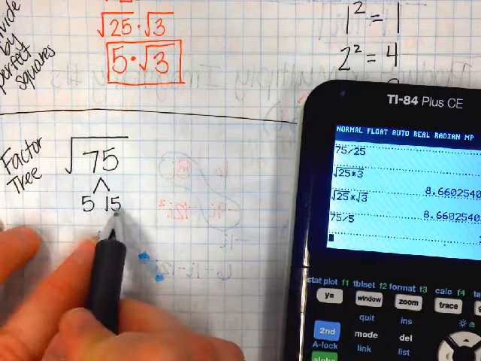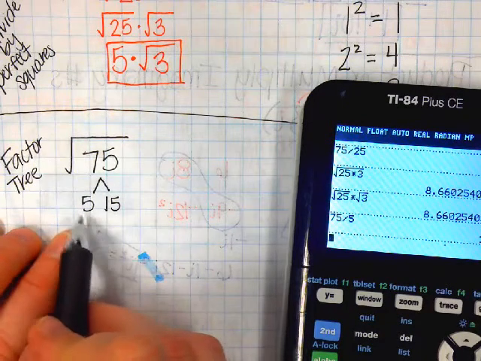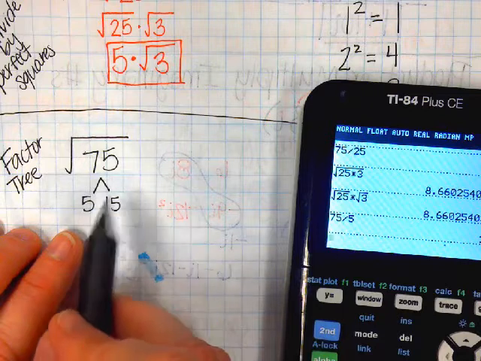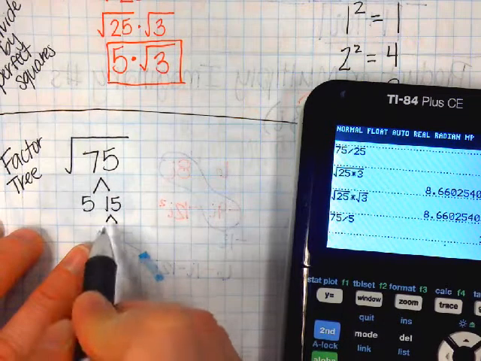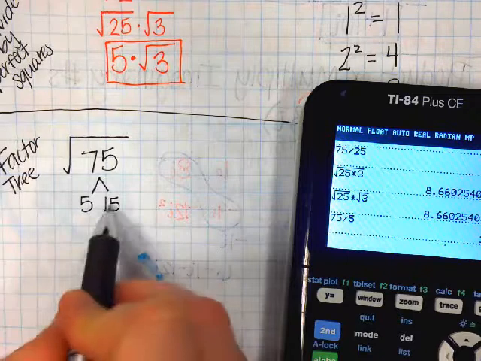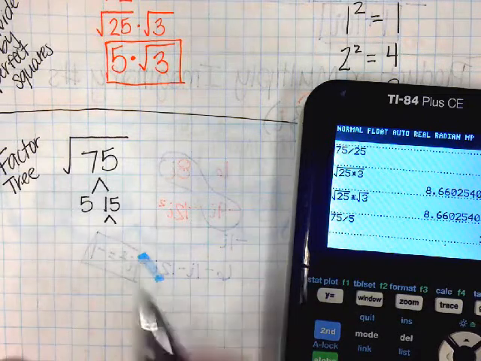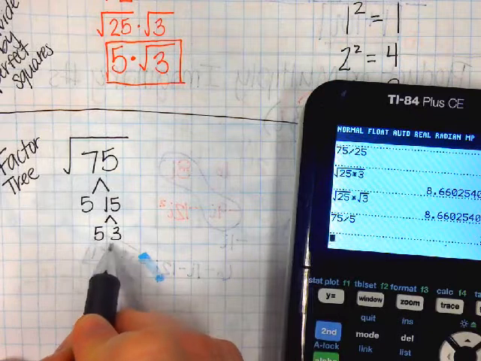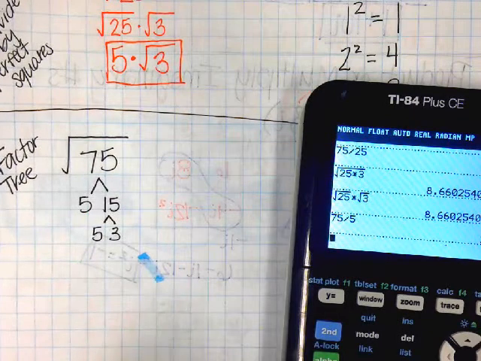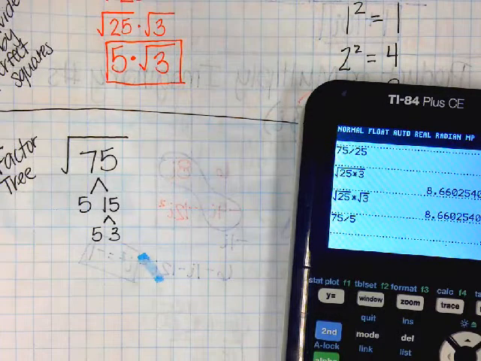Then you're going to break these numbers down. Does 5 have any factors other than 1 and itself? No. So then break down 15. 15 is 5 times 3. 5 won't break down anymore. 3 won't break down anymore.